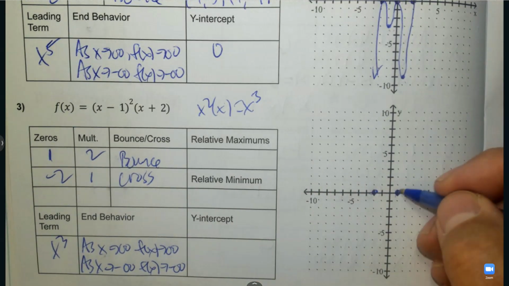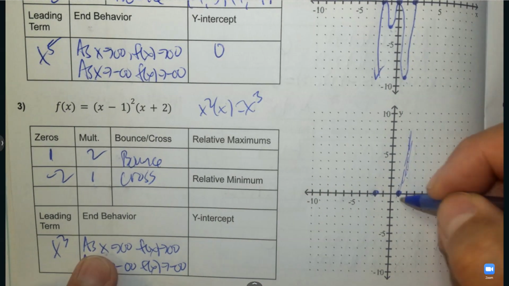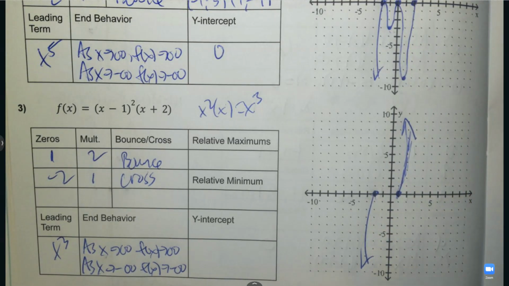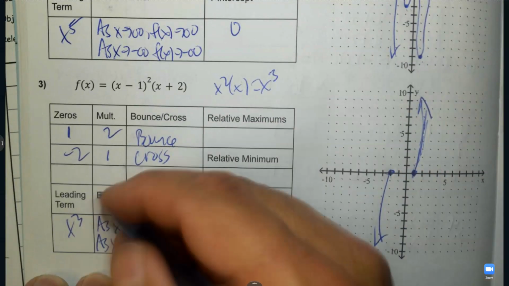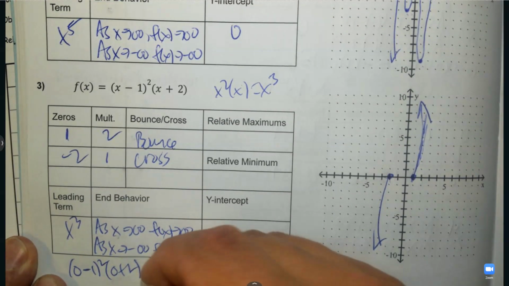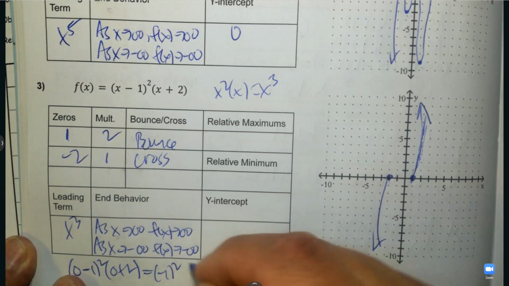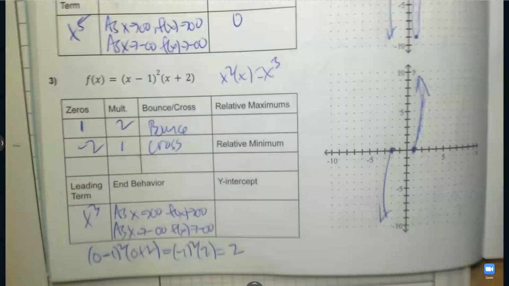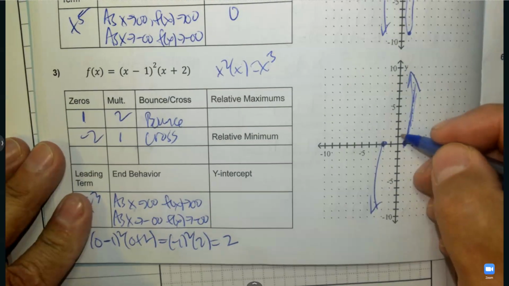I don't know the y-intercept, but I can do this. So the right end goes up and the left end goes down. To find the y-intercept, plug in 0. So 0 subtract 1 and 0 plus 2. So negative 1 squared times 2, that's going to be a positive answer, which is 2. Just a little bit. So find where 2 is.